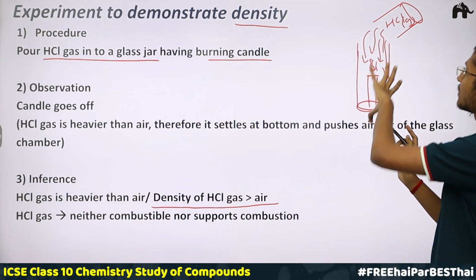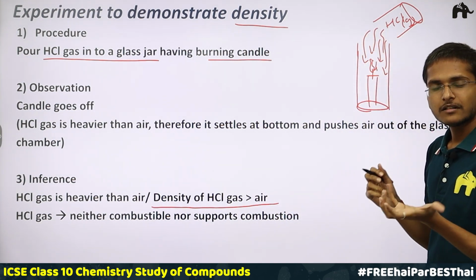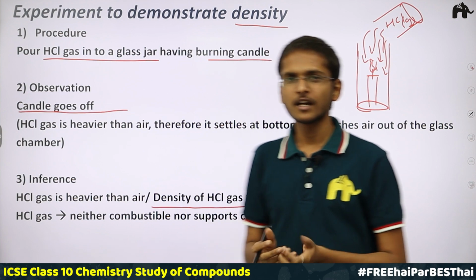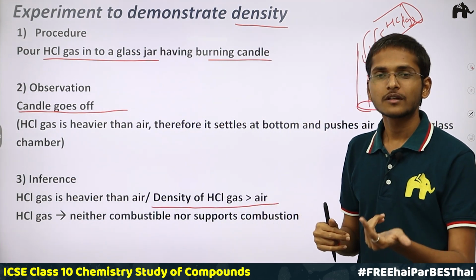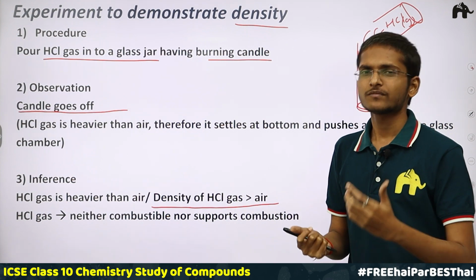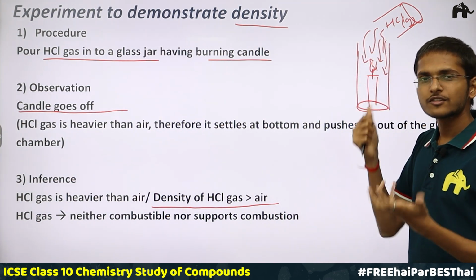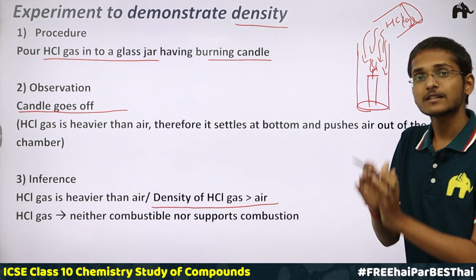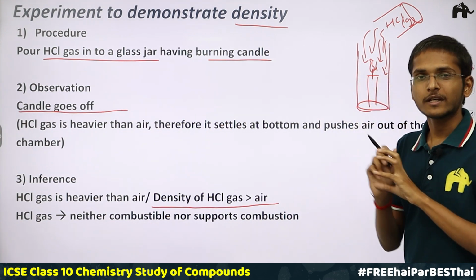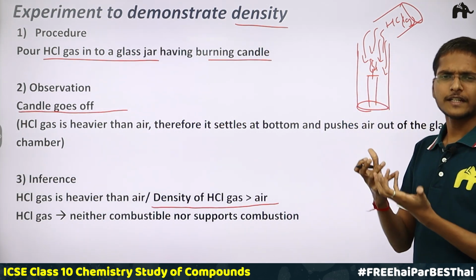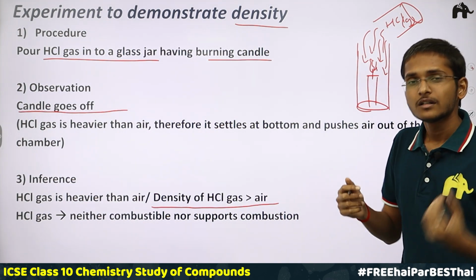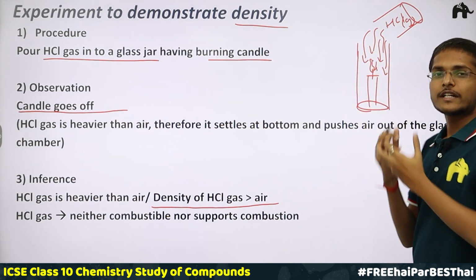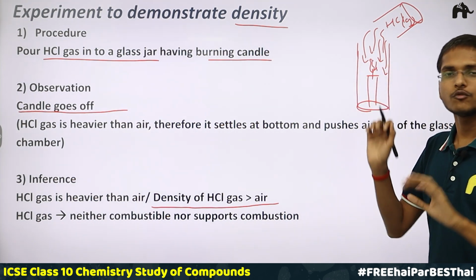Now we observe that our candle goes off, it extinguishes. Now this is an interesting thing. Why is it happening? We all know that a candle goes off when the fuel is over, meaning the wax in the candle is over, or when the oxygen which supports the combustion is not present. Here the candle is fine, the wax is fine, but the second part, the supporter of combustion, oxygen, is missing. Here the candle is not getting enough oxygen to continue burning.